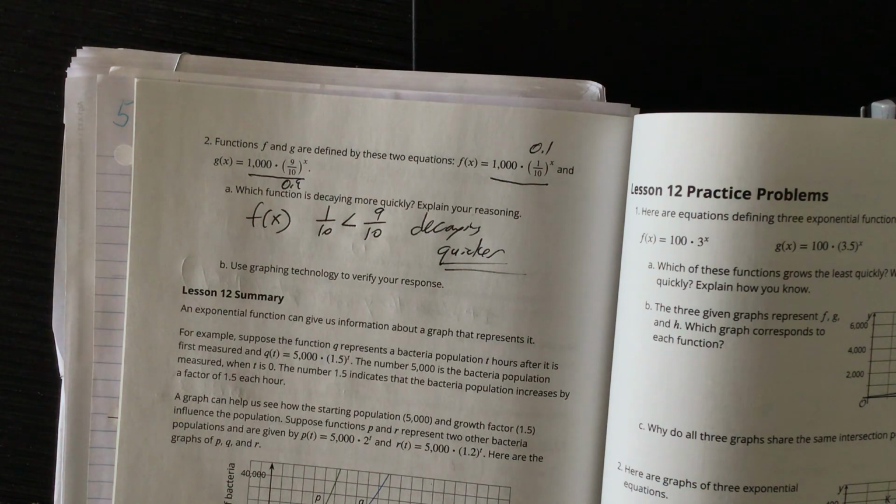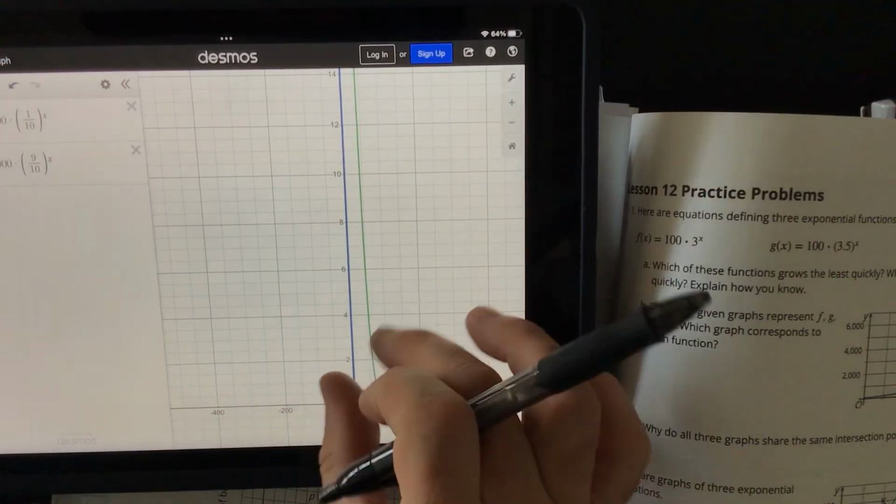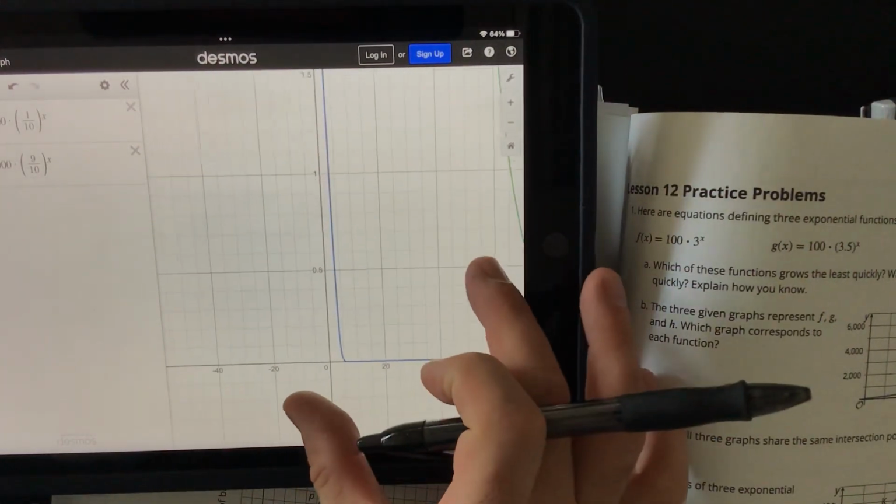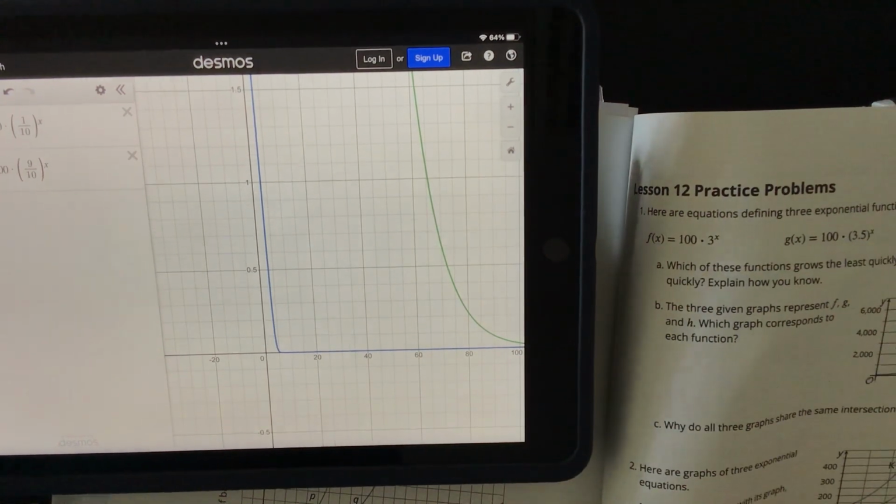Yeah, so you can tell the blue one is coming down quicker. Again, depending on your window, they are both decreasing, but you can see blue is coming down quicker than green.